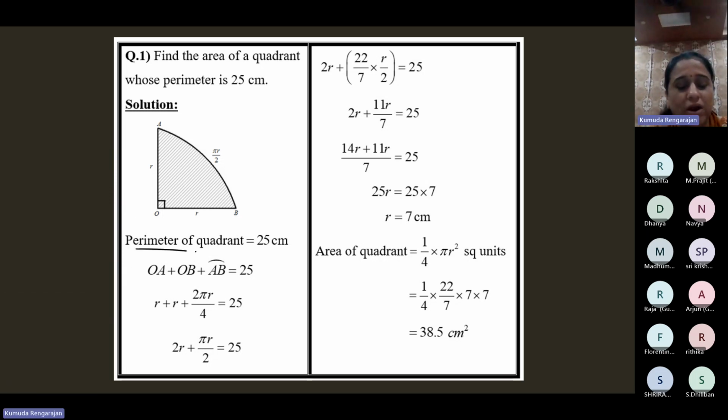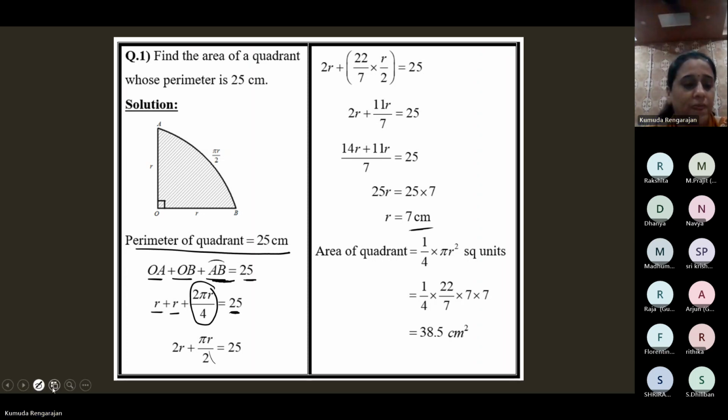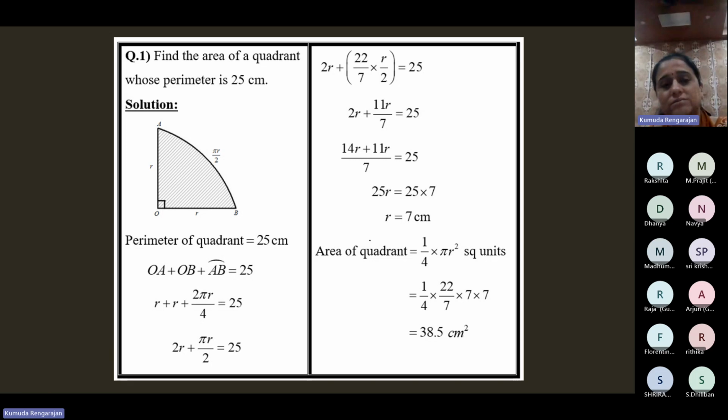So the perimeter of the quadrant is 25. Perimeter is OA plus OB plus the length of arc AB, which is 25. So R plus R plus 2 pi r by 4 is equal to 25. You can work this out and find the value of R.